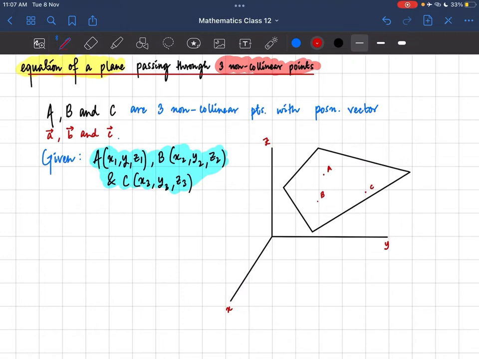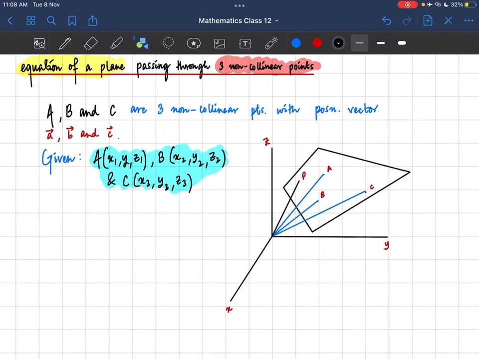Since we are doing vectors, and 3D geometry is an extension of vectors, we need to find the position vector of these 3 points. This is one of them, this is another one, and this is the third. But in order to find the equation of any curve, any line, anything, there must be a general point. So here also we'll take a general point, defined by P. For this point P there will also be a position vector, so in this way we draw the position vector of the point P.